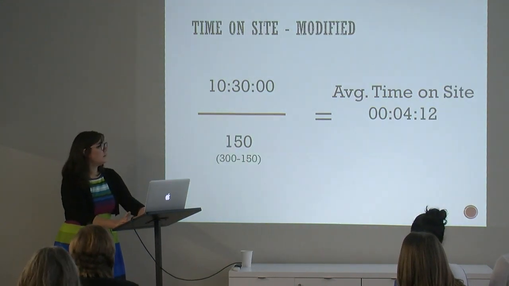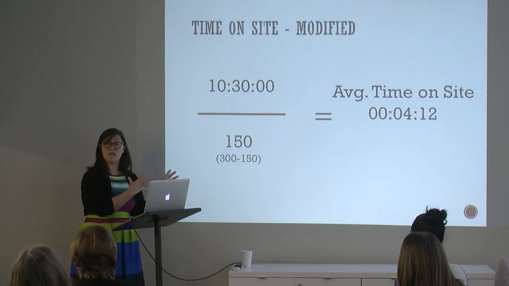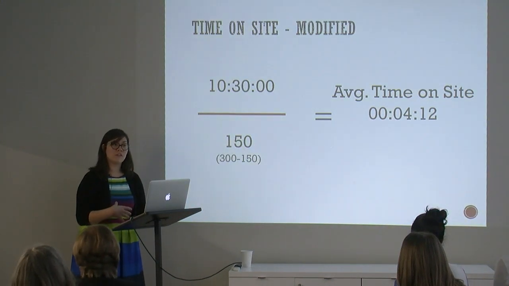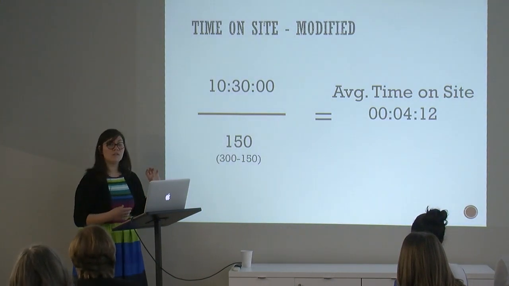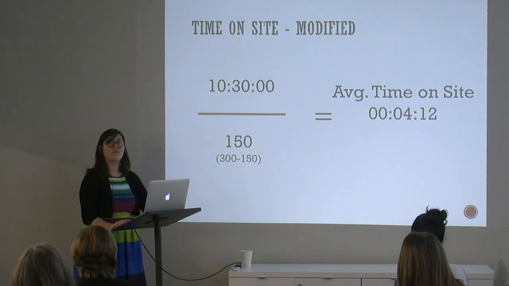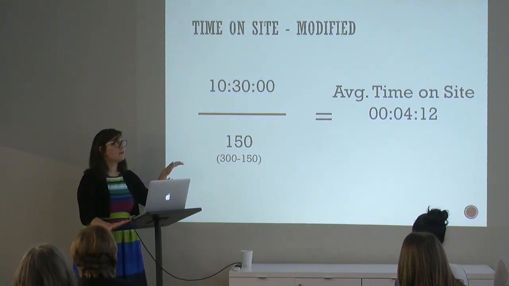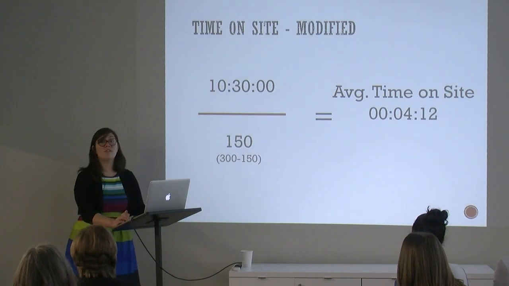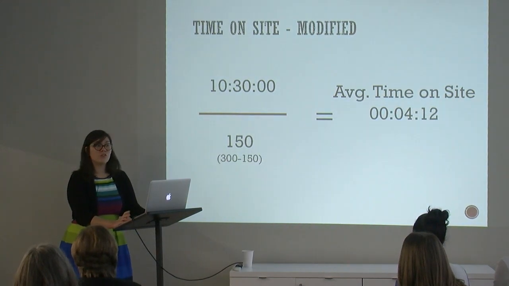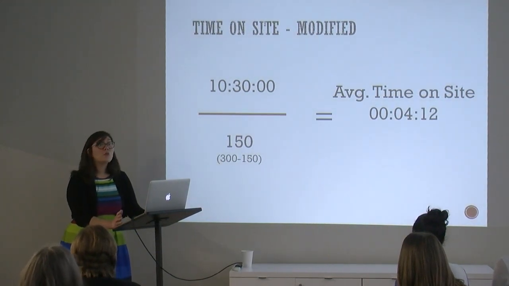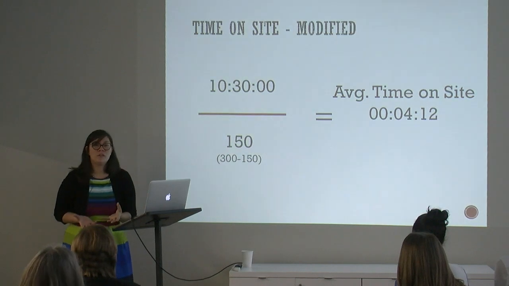So then time on site. If we calculated this the same way time on page is calculated, where we took out all the bounces, we'd only have 150 sessions included in our denominator. So then it goes to 4 minutes, 12 seconds time on site versus 2 minutes, 6 seconds. Huge, huge difference, right? And again, neither one of those is wrong. It's again how you interpret it.